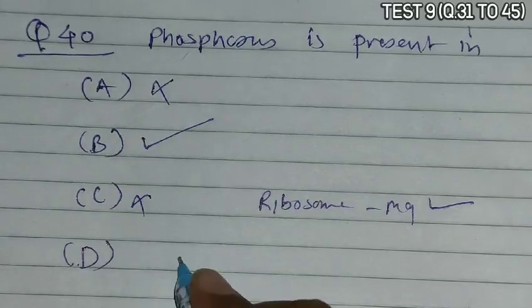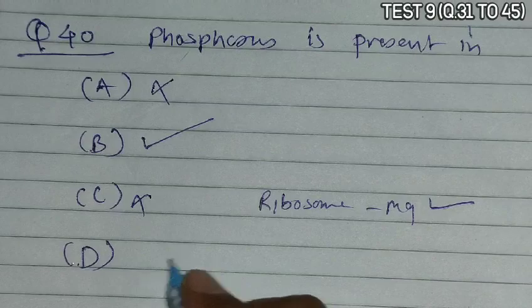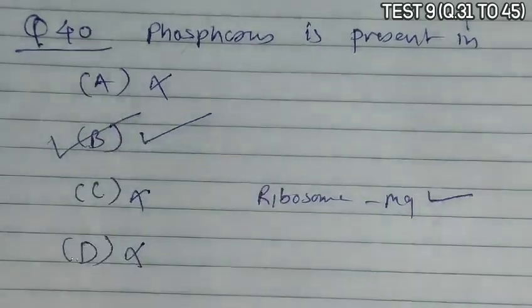D is given as some vitamins and nucleotide. Yes, nucleotide can have phosphorus, but not in the case of vitamin, so it is incorrect. So B is the correct answer.